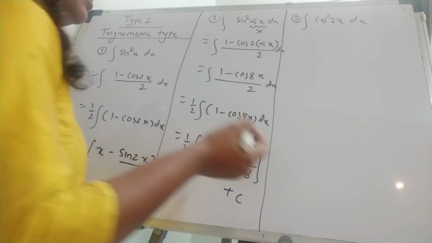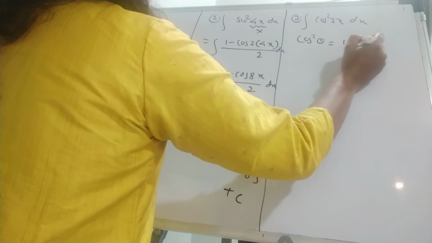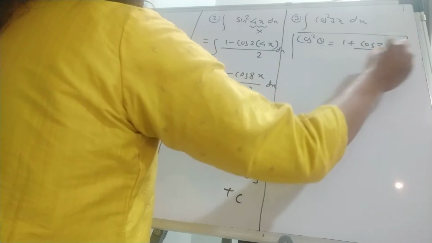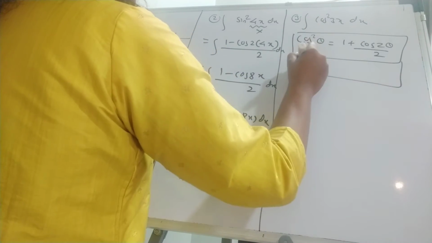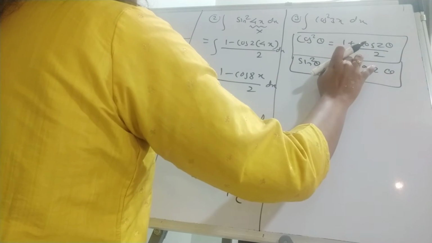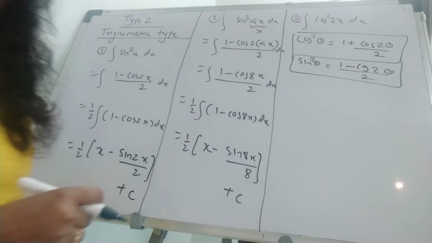Okay. Now for the next form, if I consider cos square theta, it is 1 plus cos of 2 theta by 2. हे फॉर्म्युलीज तुमच्या लक्षातच पाहिजेत. साइन स्क्वेअर थीटाला आपण वापरलाय 1 minus cos of 2 theta upon 2. Okay. So remember these two formulas.